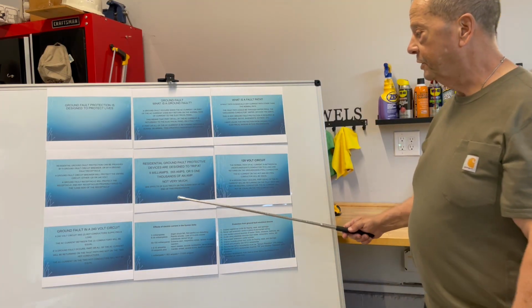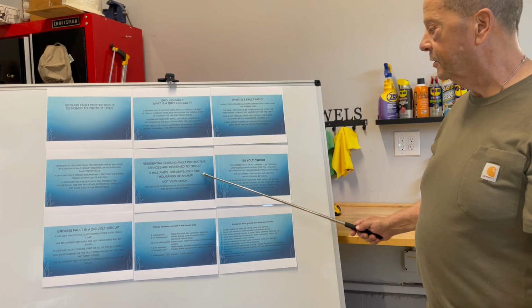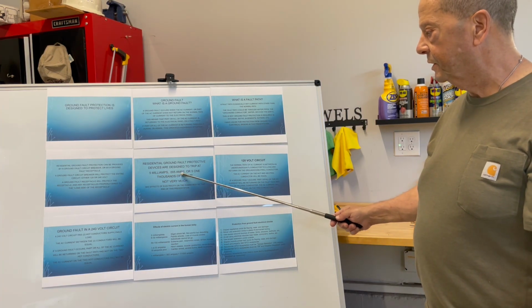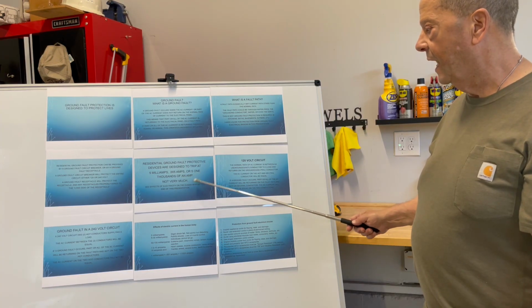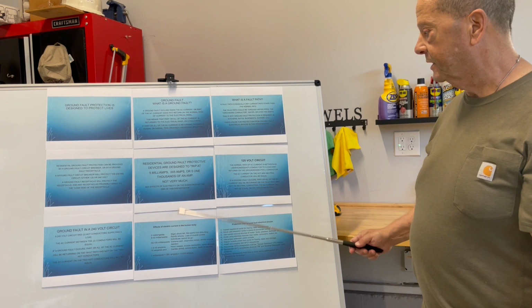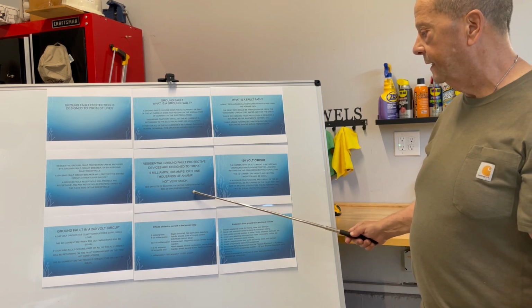Residential ground fault protective devices are designed to trip at 5 milliamps, which is 0.005 amps, or 5/1000ths of an amp. Not very much. See the effects of electricity on the human body at the end of this presentation.